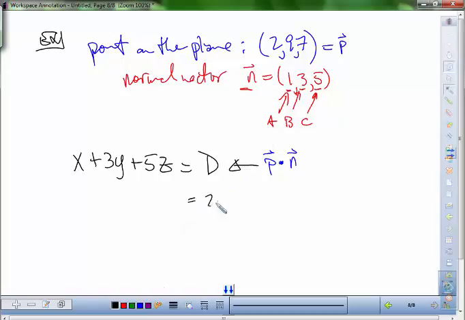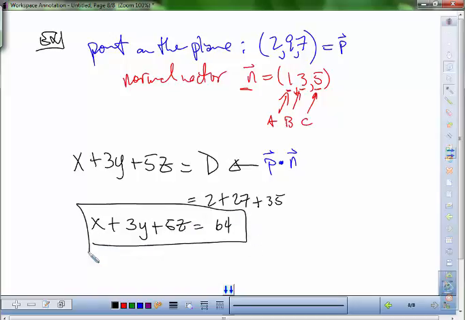That would be 2 plus 27 plus 35, big number. It's too big for me. 64. I had 54, but done. This is a piece of cake. All right.